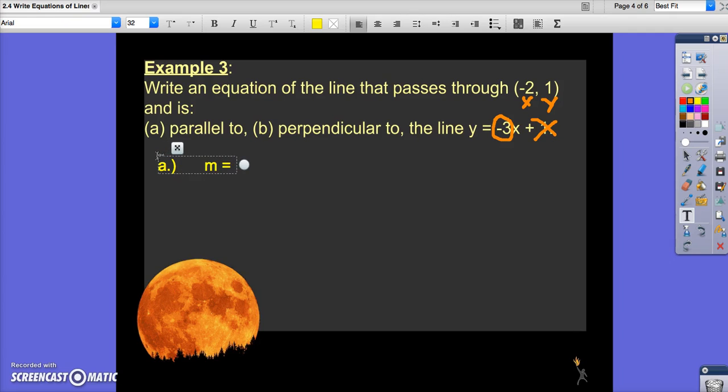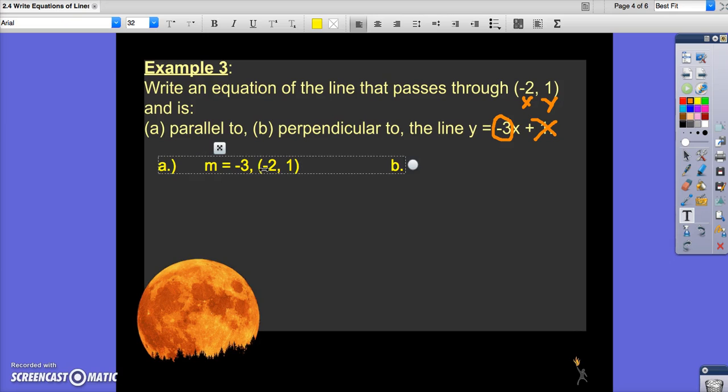Let's write it down. If I have parallel lines, that means the slope is the same, right? So the -3 that was circled over there, I'm going to use -3. I'm going to use my point -2, 1.